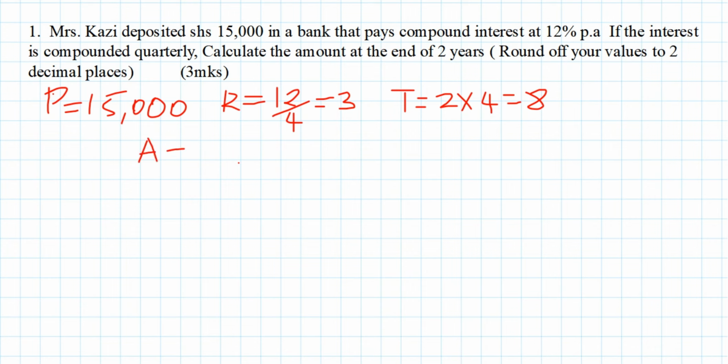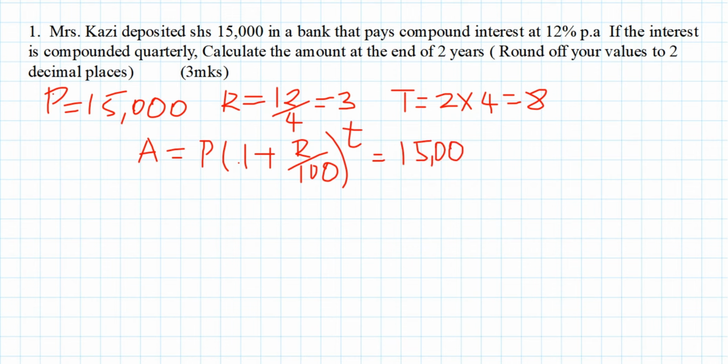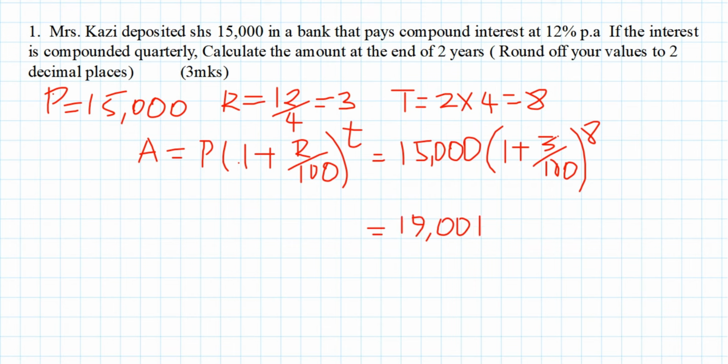And now we know our formula is given by the principal, put in brackets 1 plus r all over 100, raised to power t. And so now we simply substitute the values of P, r, and t. And so in this case, we are going to have P 15,000, in brackets 1 plus 3 all over 100, and then raised to power 8. And so now, when we work out this, we are going to obtain 19,001.55, which you can say is 19,001 shillings and 55 cents.